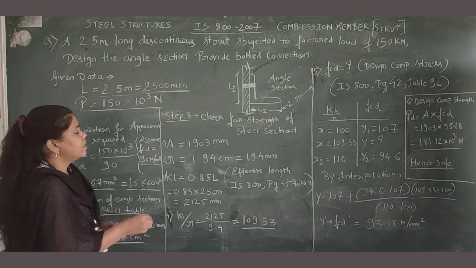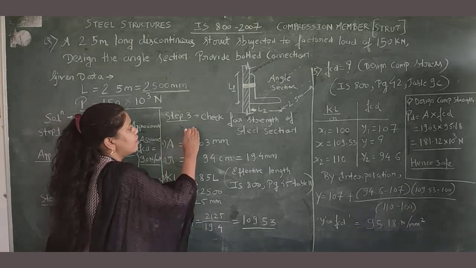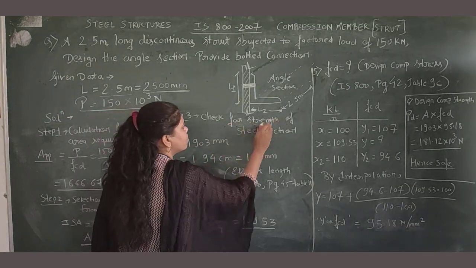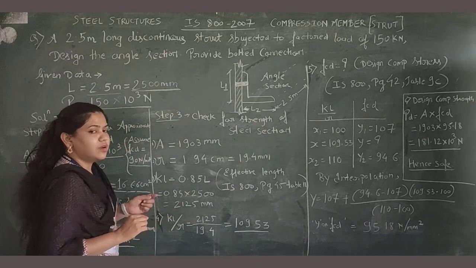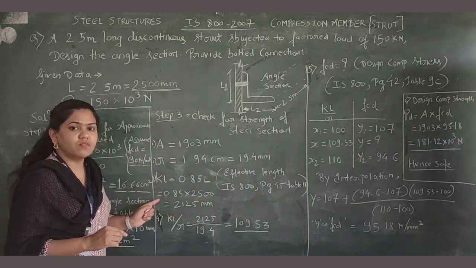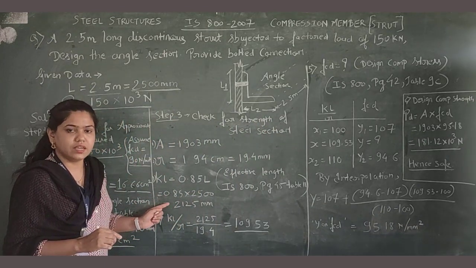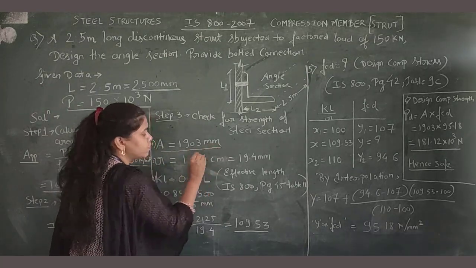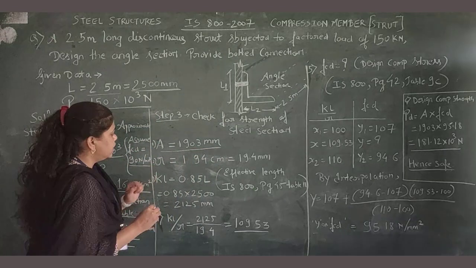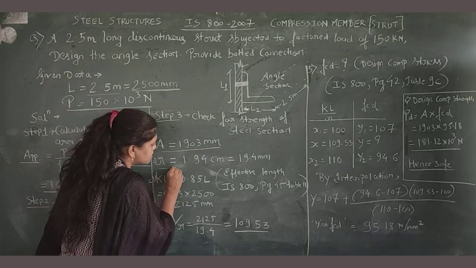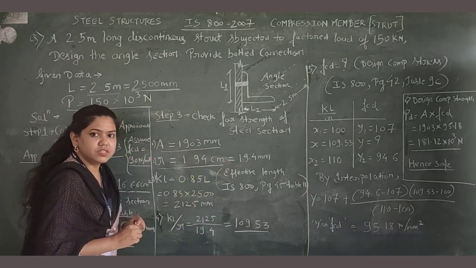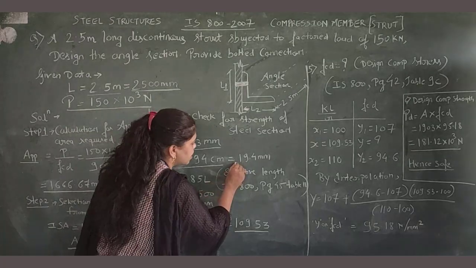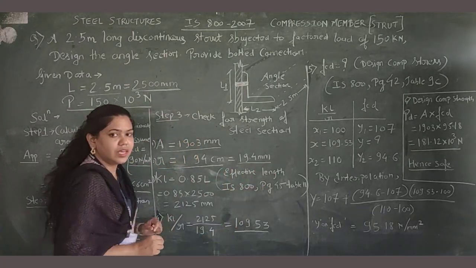Now in step number 3, you have to check the strength of the steel section. For that purpose, write down the properties of the angle section which you selected. The area of the angle section is 1903 mm square. The minimum radius of gyration is 1.94 centimeter. Make it mm, that is 19.4 mm.